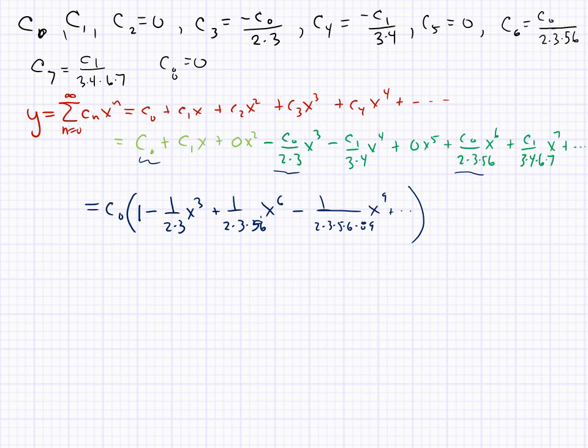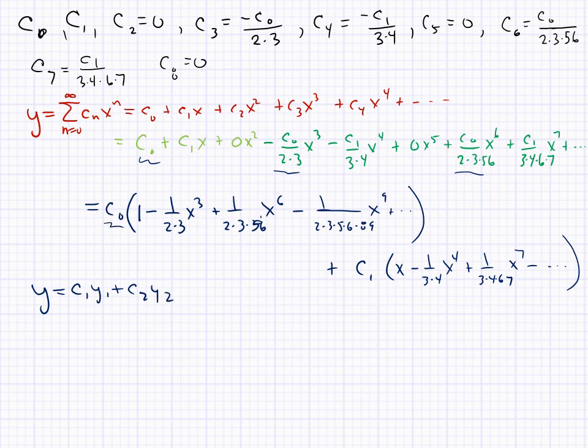And then I take the c sub 1 terms and I pull c sub 1 out. I would then have x minus 1 over 3 times 4 x to the fourth plus 1 over 3 times 4 times 6 times 7 x to the seventh minus something else, and we'll just keep going. I really have a solution that looks like this: y equals c1y1 plus c2y2. I'm calling them c0 and c1, but who cares what we call them? They're standing for random constants anyway.